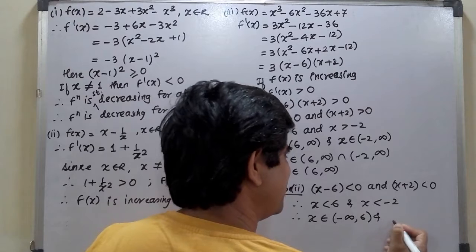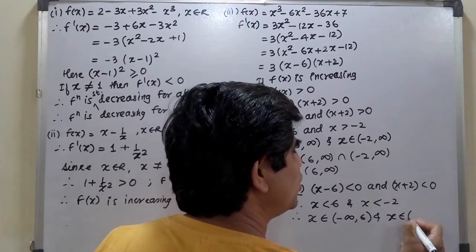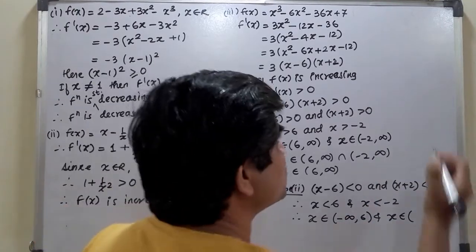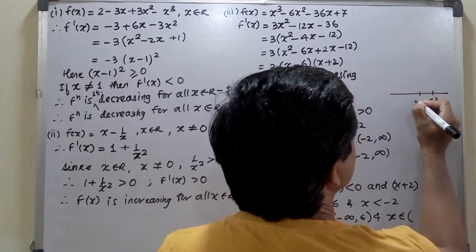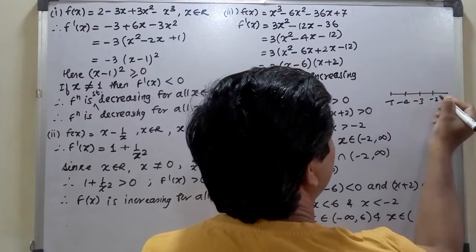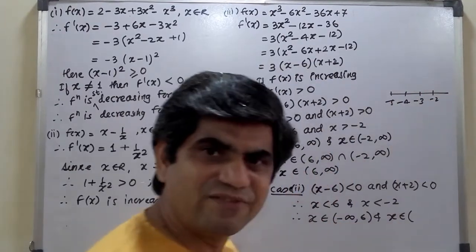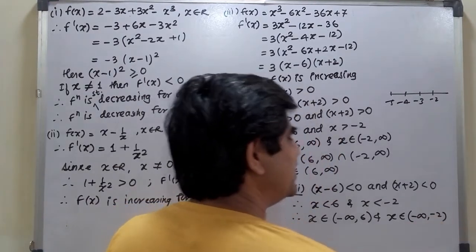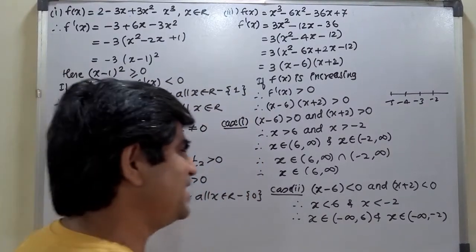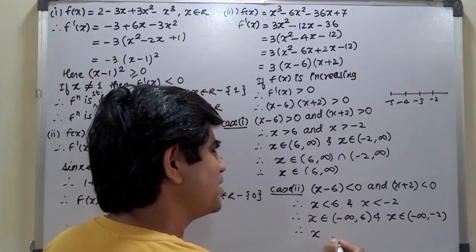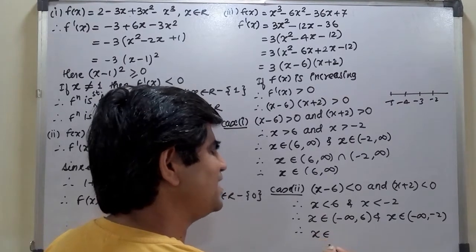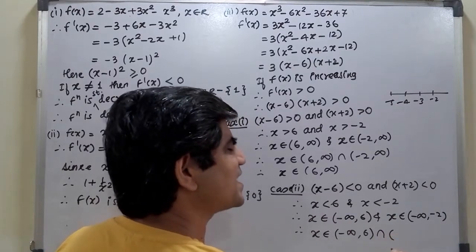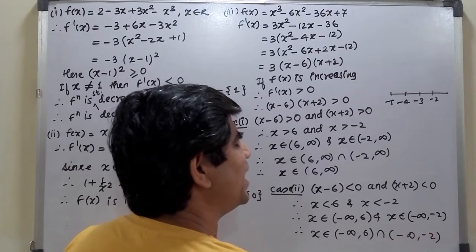And at that same time this x must belong to less than minus 2. It will come to this side, less than minus 2. See here, this is your minus 2, this is your minus 3, this is your minus 4, this is your minus 5, this side. So it will go again to minus infinity. So that is minus infinity up to minus 2. Agreed? That means I can get this x belongs to minus infinity to 6, both open, and the intersection of minus infinity to minus 2.